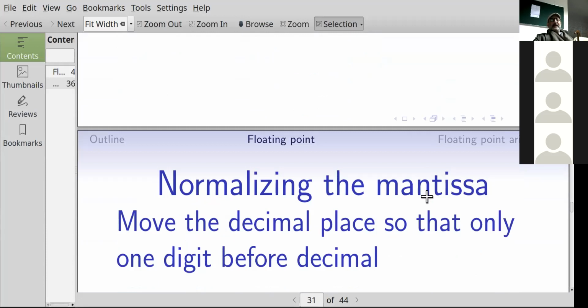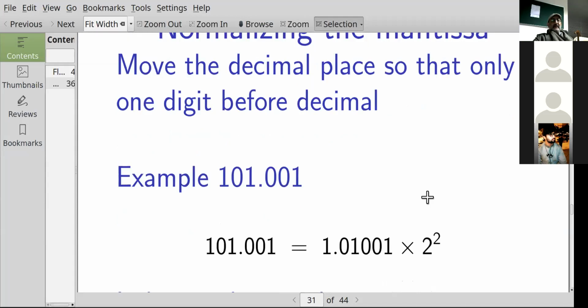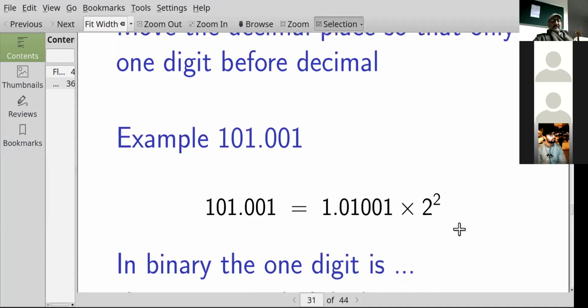Okay, now we're going to do a little bit with the mantissa. Supposing that the number I'm dealing with is 101.001, in binary, right? I'm going to move the decimal place over to the left by 2, and then I'm going to multiply by 2 to the 2. So this is the way I want to be thinking about that mantissa.